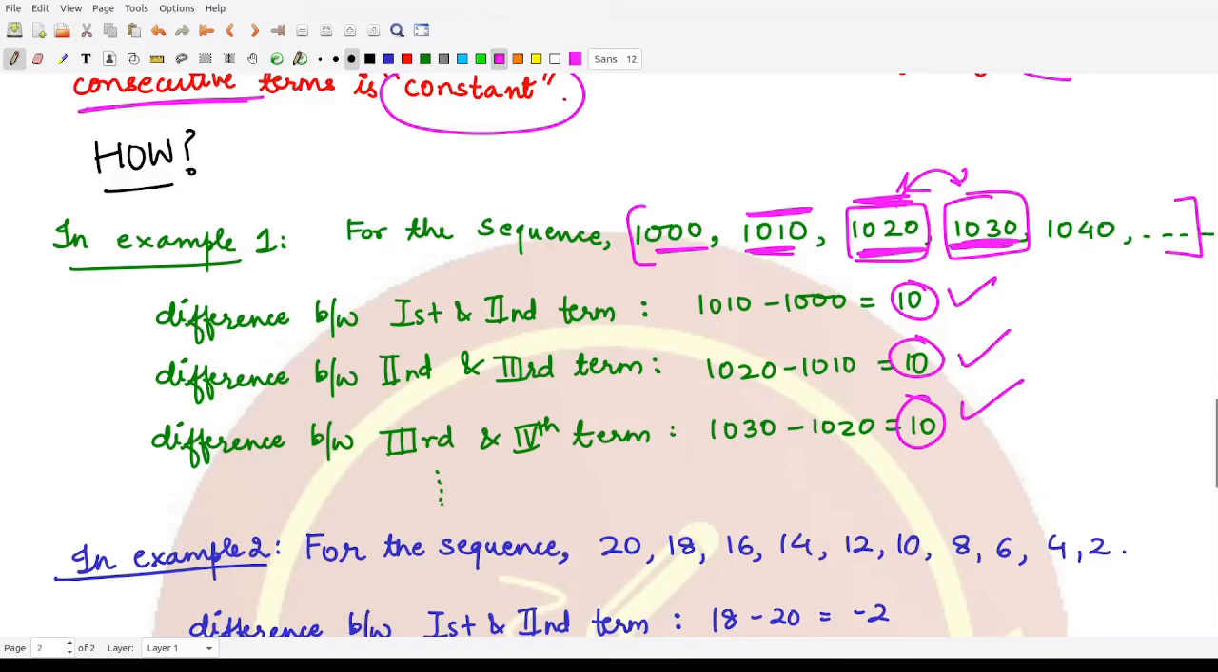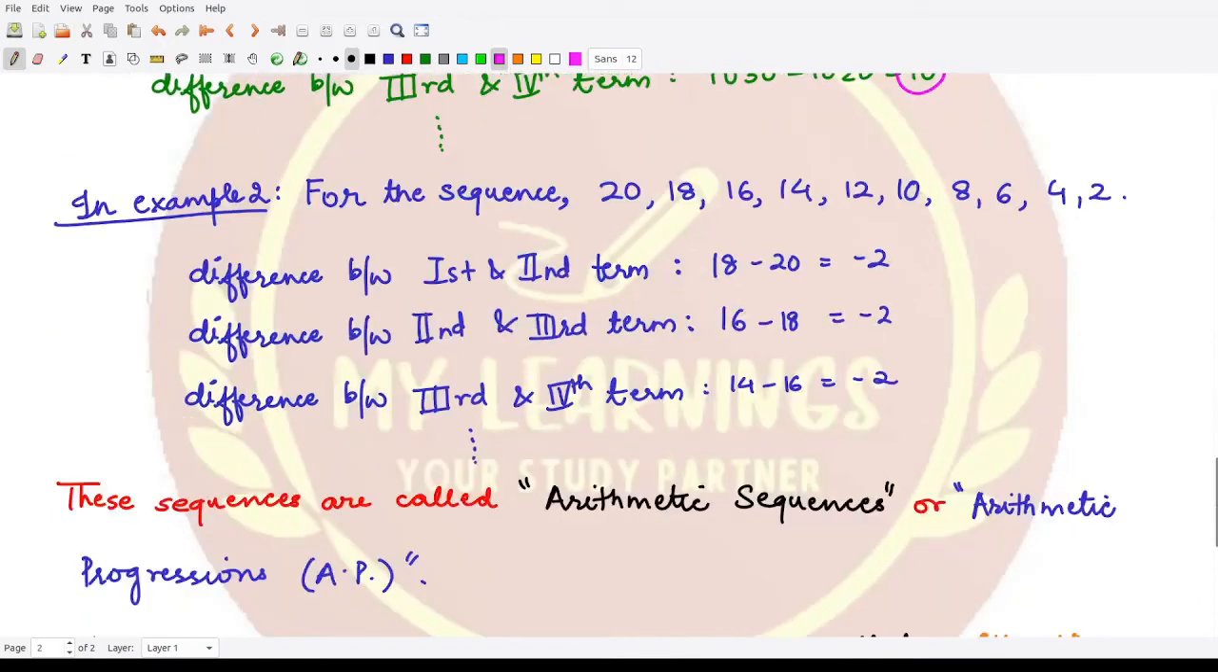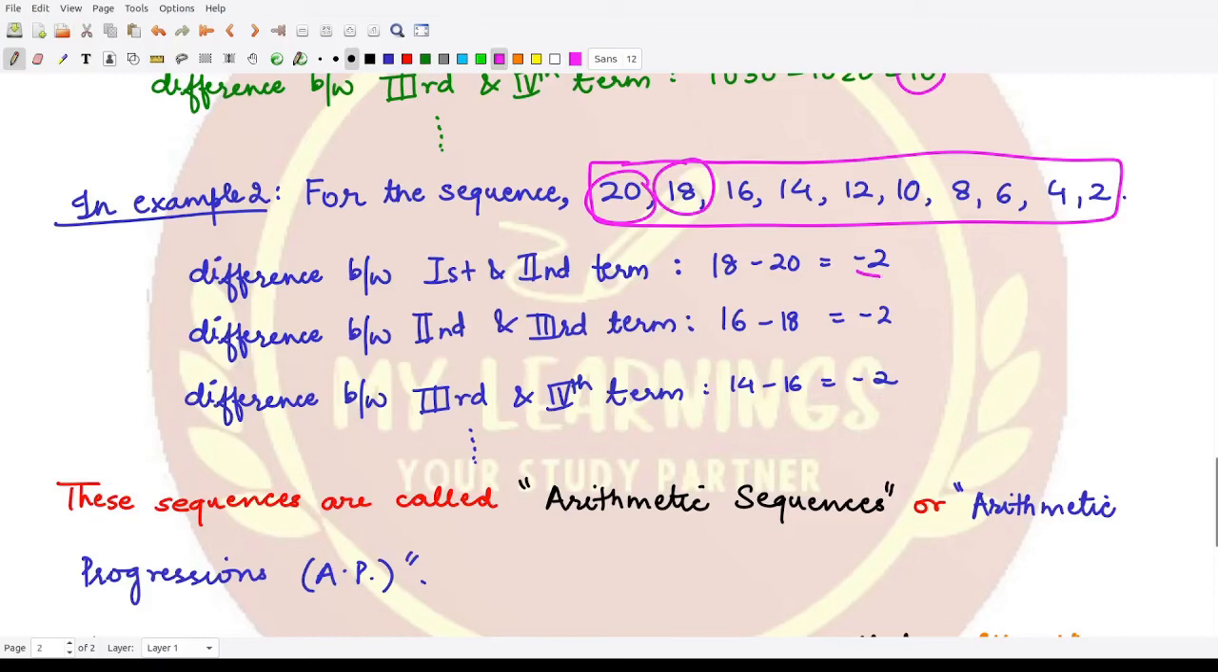Similarly, in the second example of the number of toffees, this was our sequence. For this sequence, the difference of the first and second term is -2. Then the difference of the second and third term is again -2. Then the difference of the third and fourth term is again -2. And you see, for each pair of consecutive terms we have the difference as -2.